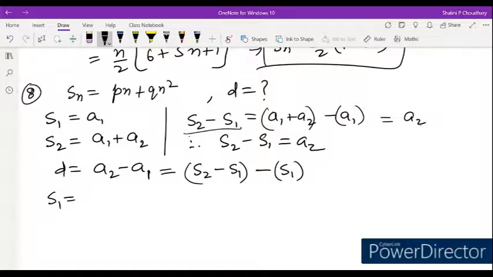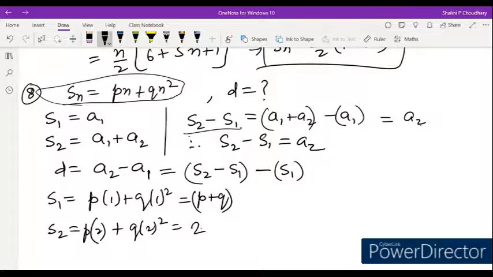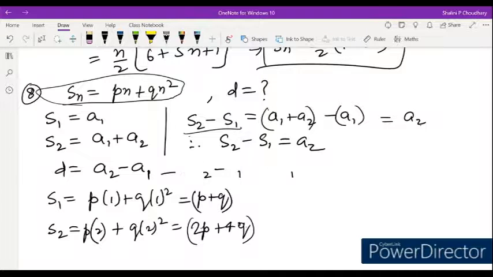S1 will be equal to, sum of n terms is P into 1 plus Q into 1 square, that is P plus Q. Now S2 will be equal to P into 2 plus Q into 2 square, that will be 2P plus 4Q. Okay, now we will find out S2 minus S1, which is equal to A2.